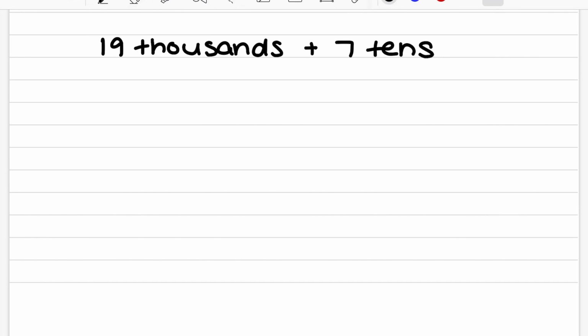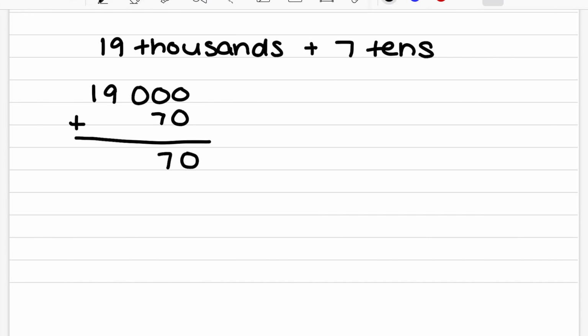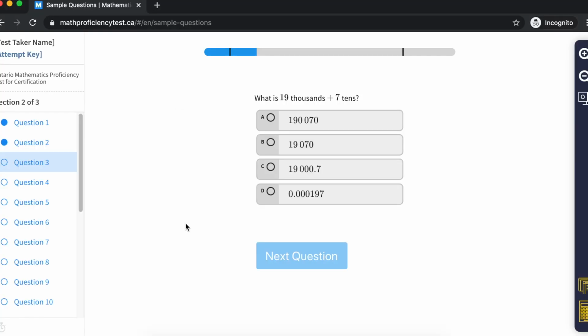So again, this is a place value question. We have 19 thousandths, thousands is 3 zeros, and 7 tens. Tens is 1 0. Add those together: 0, 7, 0, 9, and 1. Okay, so we have option B as the correct answer.